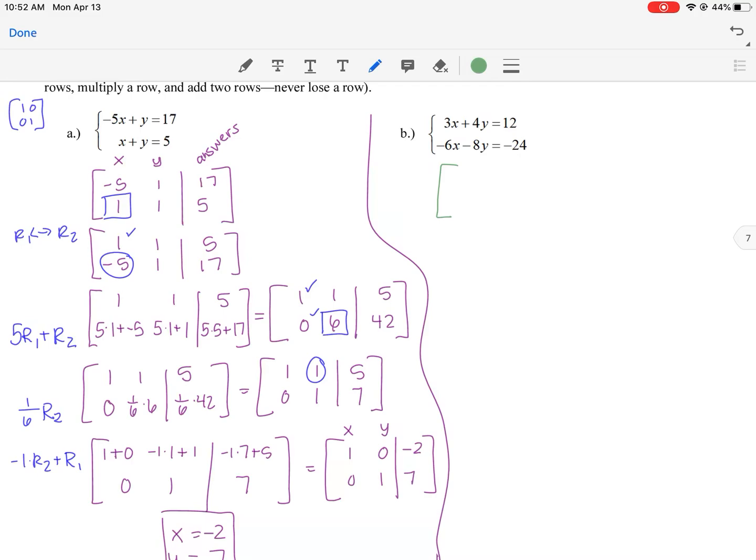Okay. Let's now look at this next one. Same idea. We're going to start it off and we're going to do 3, 4, and then 12 is your answer, -6, -8, -24. So remember, this is like your x's, your y's, and then your answers, your constants. Okay, this one's a little trickier.